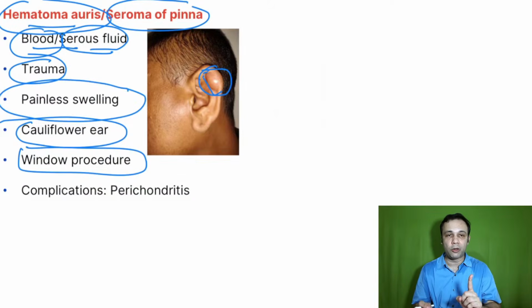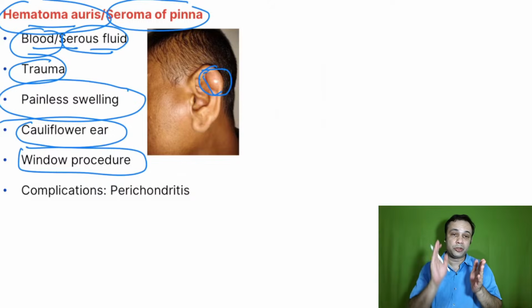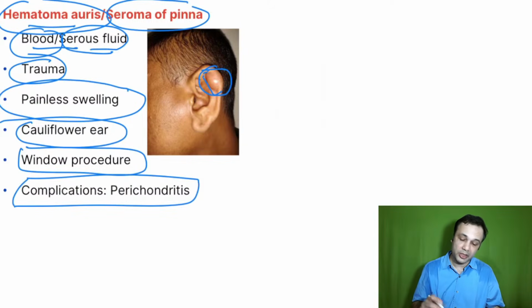Aspiration is never an option. Remember, if aspiration is given as an option and a window procedure is given as an option, always choose window procedure. Aspiration can lead to recurrence of seroma or hematoma oris. Complications, as mentioned, it is perichondritis.